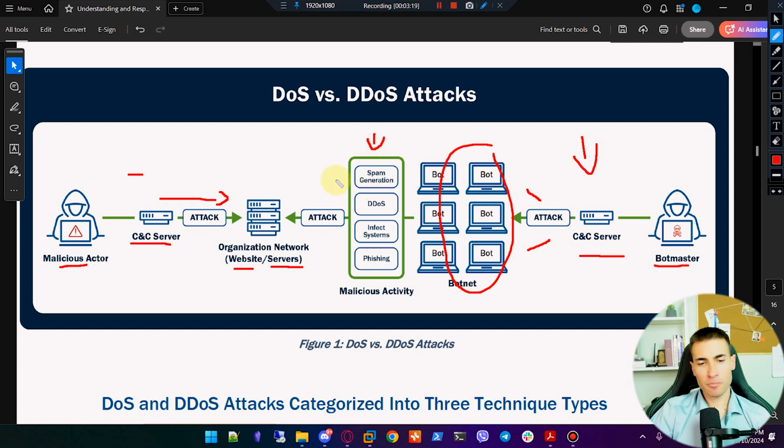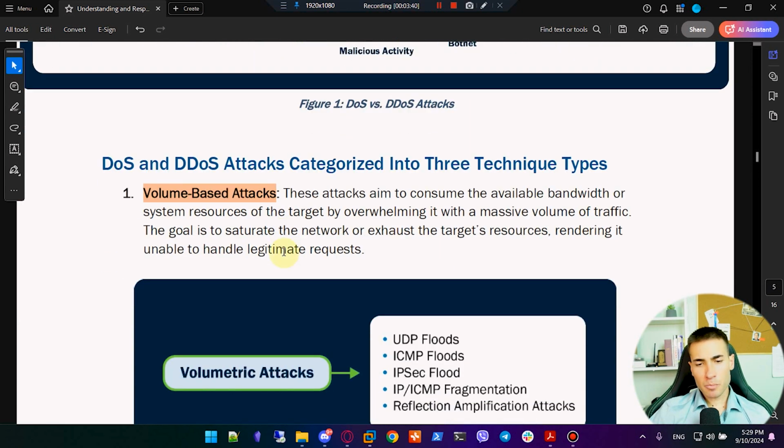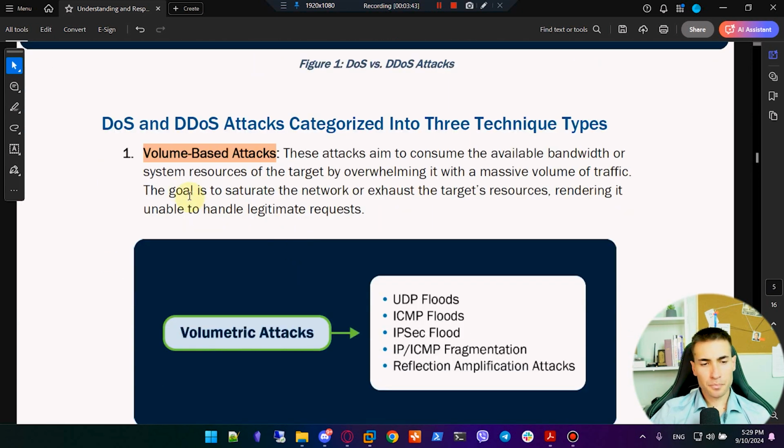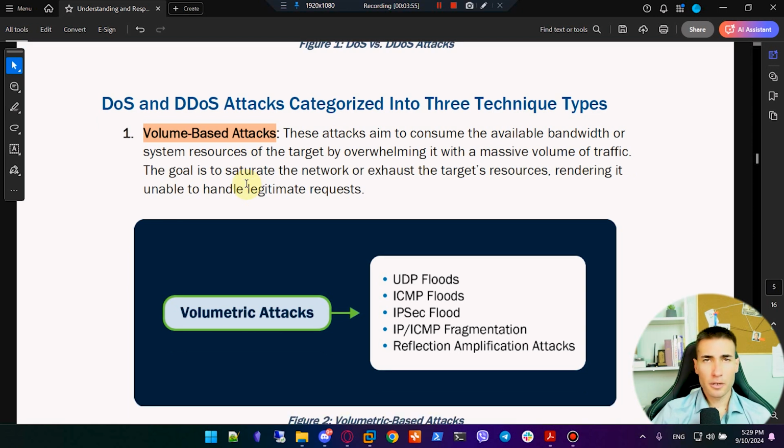In this case, they have pictured a couple of them. There are more options: spam generation, denial of service, infecting systems by spreading malware, for example, and phishing attacks. Those bots simultaneously attack websites and servers or infrastructure generally. So they have explained three technique types: the volume-based attacks, which aim to consume the available bandwidth. Well, all of those techniques aim to consume the available bandwidth or system resources so that they can create the condition for a denial of service.